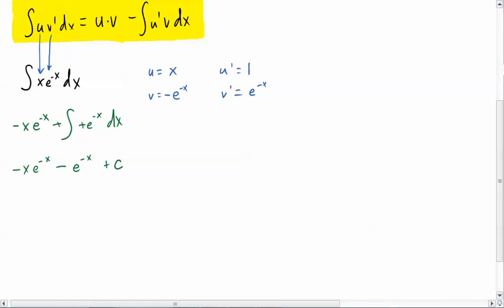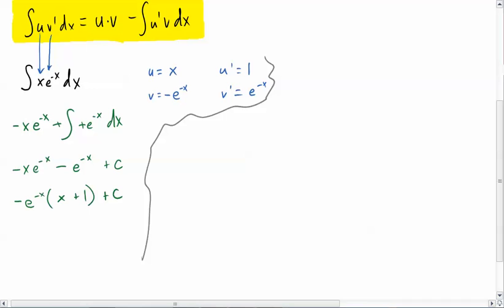Okay, there is a common factor here, so you could take out the e to the negative x if you wanted, and then you have negative x. Maybe even take out a negative e to the negative x, which would leave you with x plus 1. And then, of course, you've got your c hanging out there at the end. All right, so that's the gist of it. We just used integration by parts to help us solve this integral that we wouldn't have been able to do otherwise.